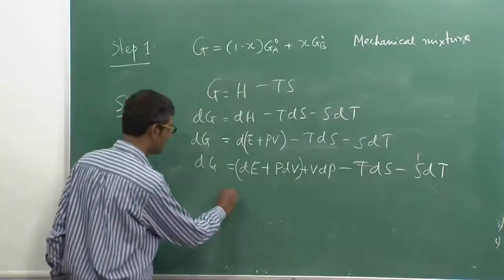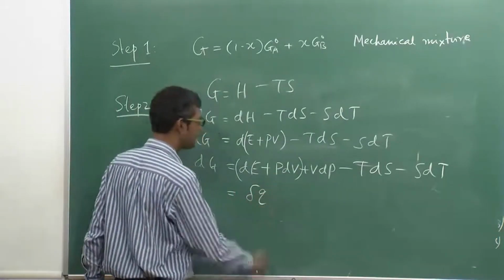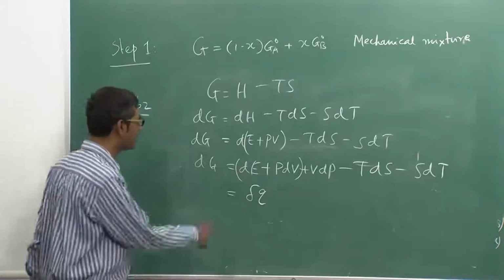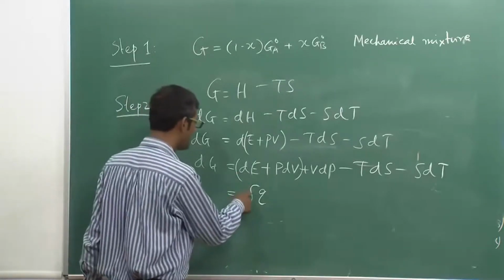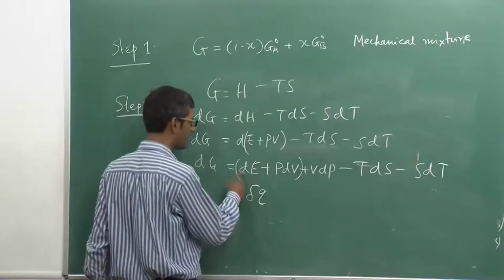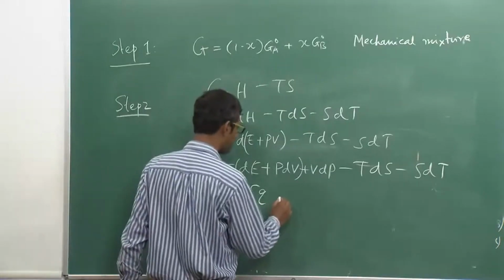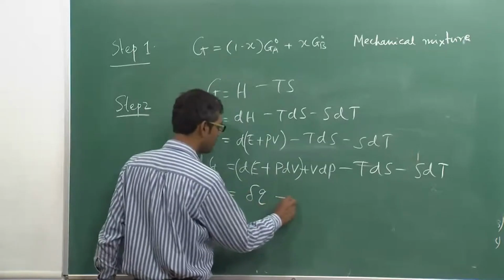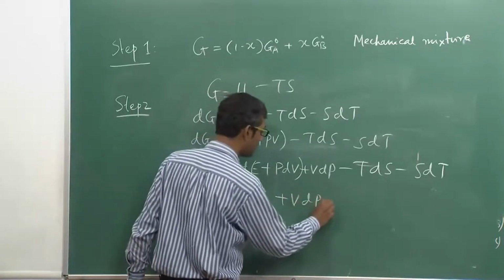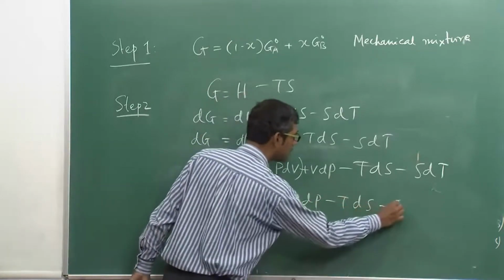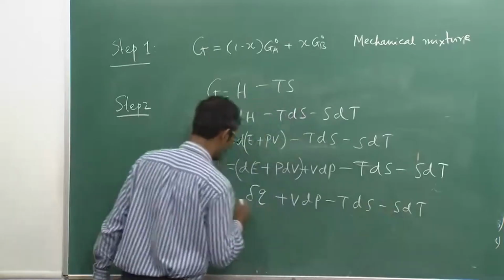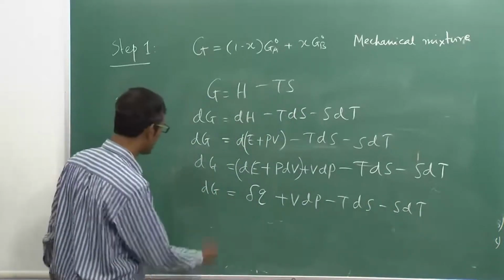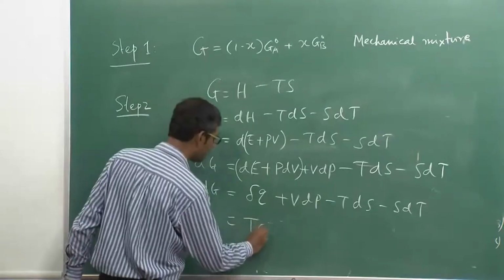del Q, and this del is different from this d because this del tells you that it is a path dependent function, but this is not a path dependent function. This is because work done is a path dependent function, that is why del Q. So VdP minus TdS minus SdT, that is what we get. So now we know that as per the second law of thermodynamics, del Q is nothing but TdS.